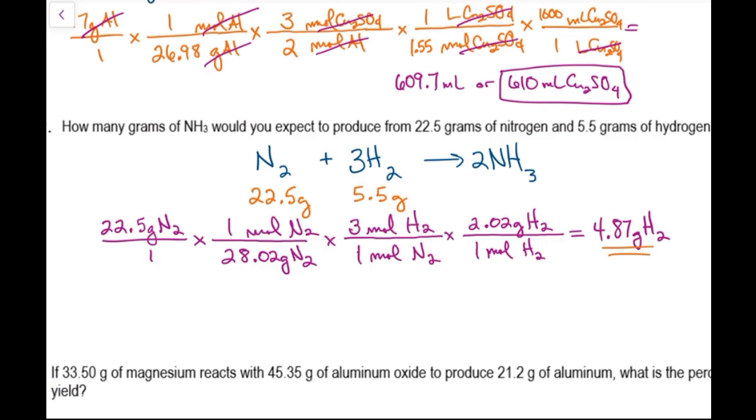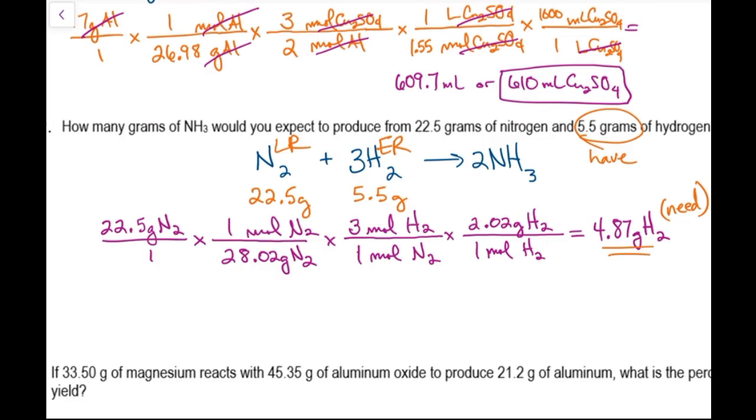Okay, so hopefully you said that the 4.87 grams of hydrogen is how much I need, and therefore since I have 5.5 grams of hydrogen, that means that hydrogen is my excess reactant and nitrogen is my limiting reactant. So what would be the next step in this problem?